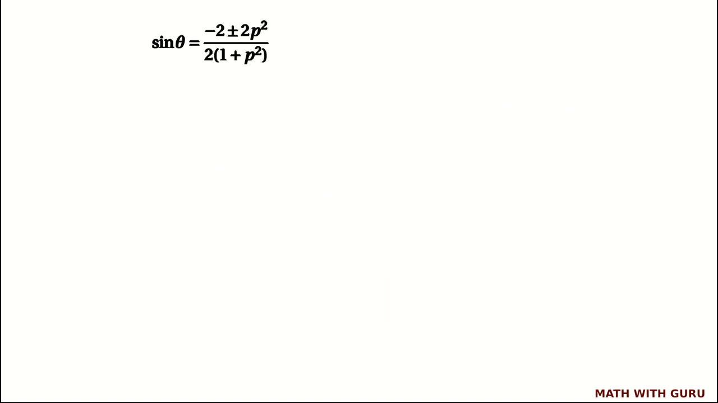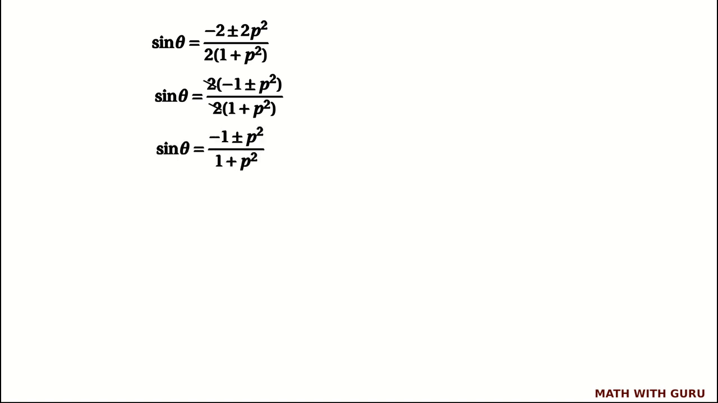Sin theta equals minus 2 plus or minus square root of 4p power 4, which is 2p squared, divided by 2 into (1 plus p squared). Here 2 is a common factor for the terms in the numerator. Sin theta equals 2 into (minus 1 plus or minus p squared), whole divided by 2 into (1 plus p squared). 2 and 2 get cancelled. Sin theta equals minus 1 plus or minus p squared divided by 1 plus p squared.